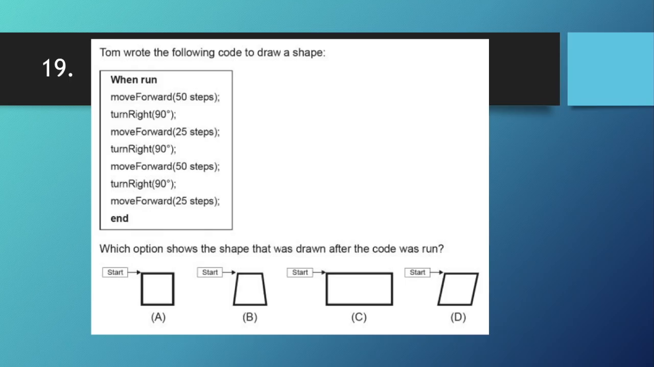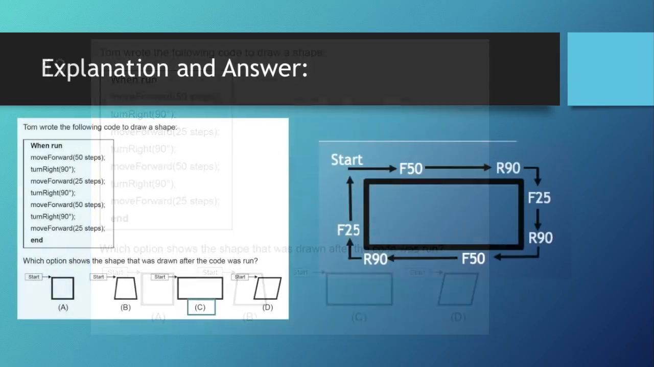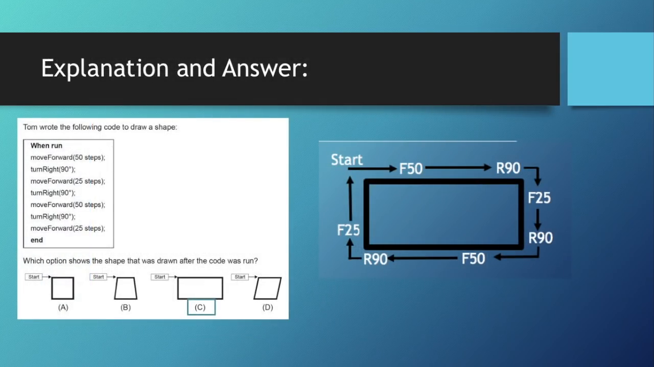In question number 19, we need to locate what shape is made after Tom runs these lines of code. Tom firstly moves 50 steps, turns right 90, then moves forward 25 steps, turns right 90, moves forward another 50 steps, turns right 90, moves forward 25 steps, and finally turns right 90. This brings us to a shape of a rectangle. So the answer has to be C.